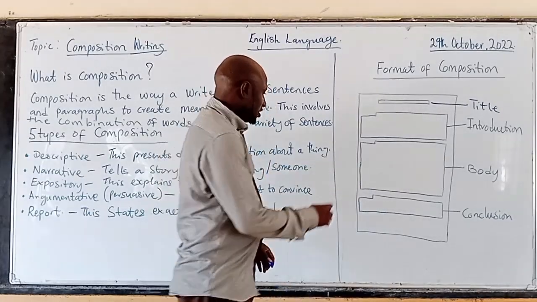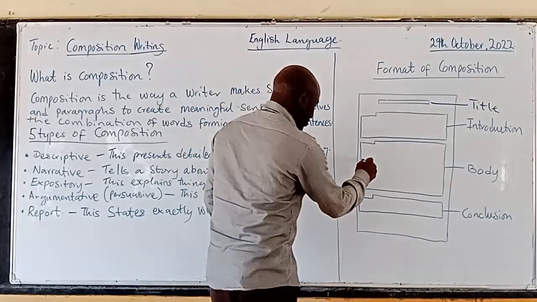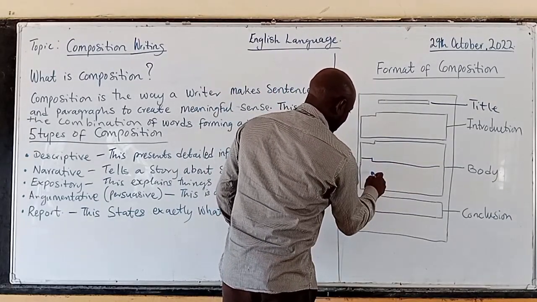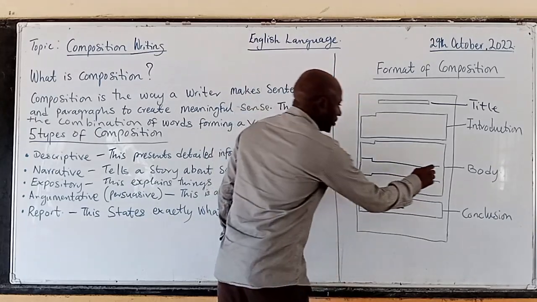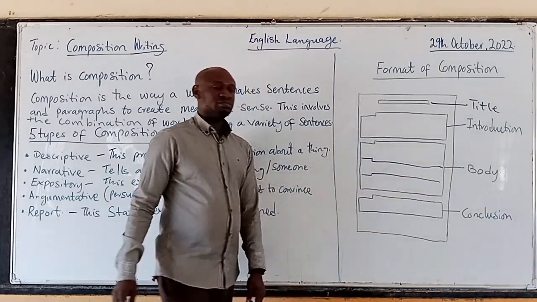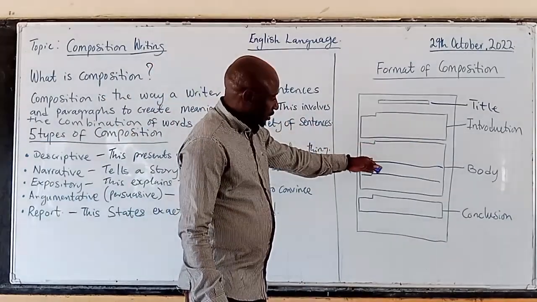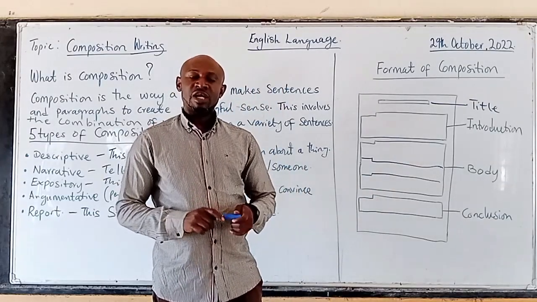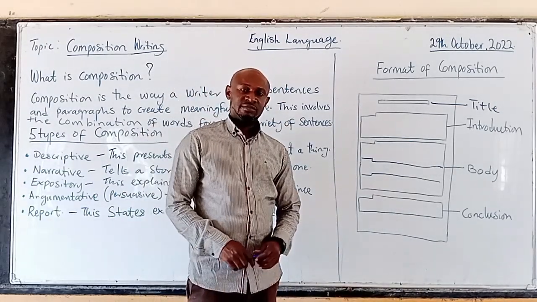Yes, it is because the body can comprise of up to 3 paragraphs. Let's take for instance 1, let's say 2. So we have 3 paragraphs in the body. If you look, we have 1, 2, 3, 4, 5. Basically, a good composition should have at least 5 paragraphs.